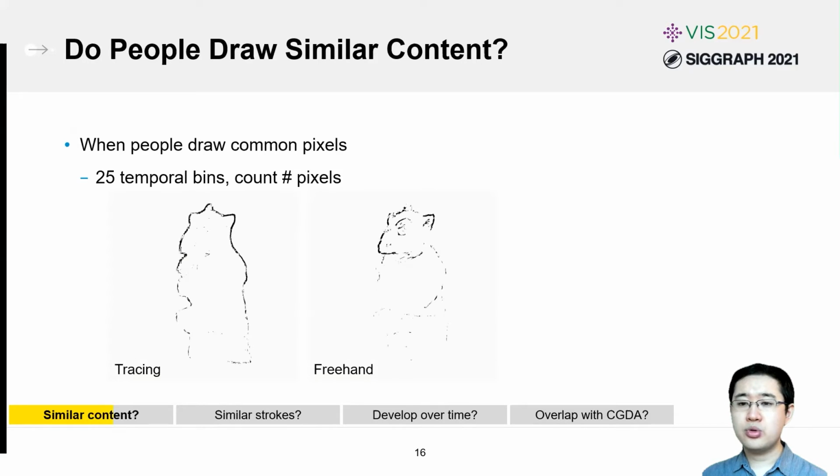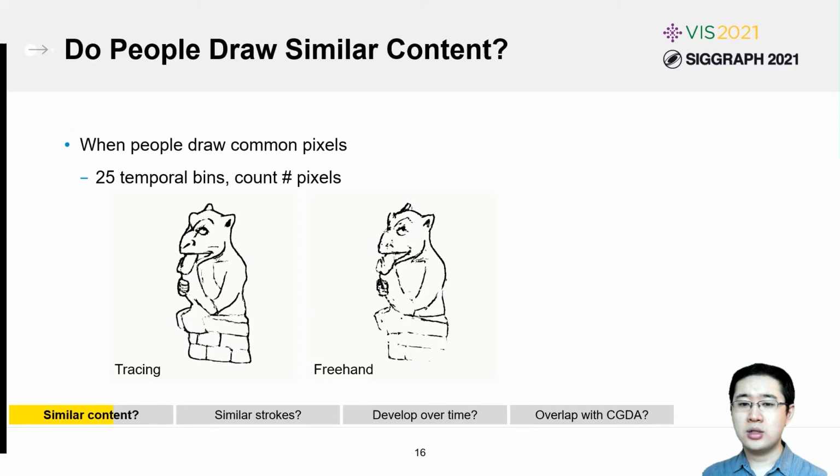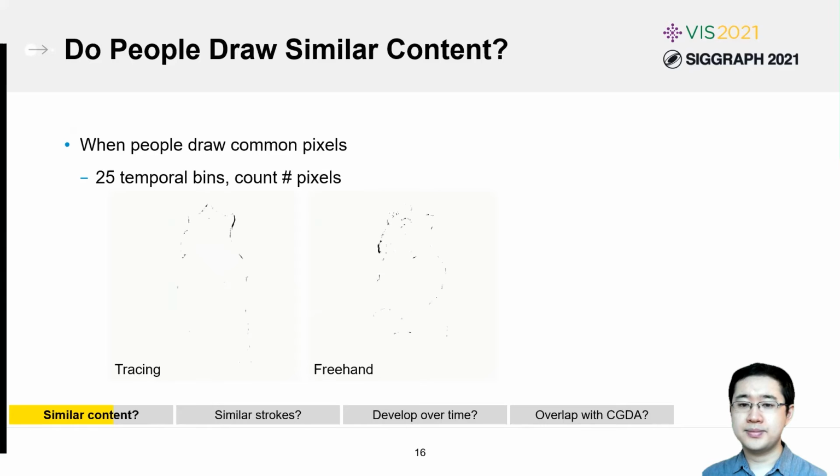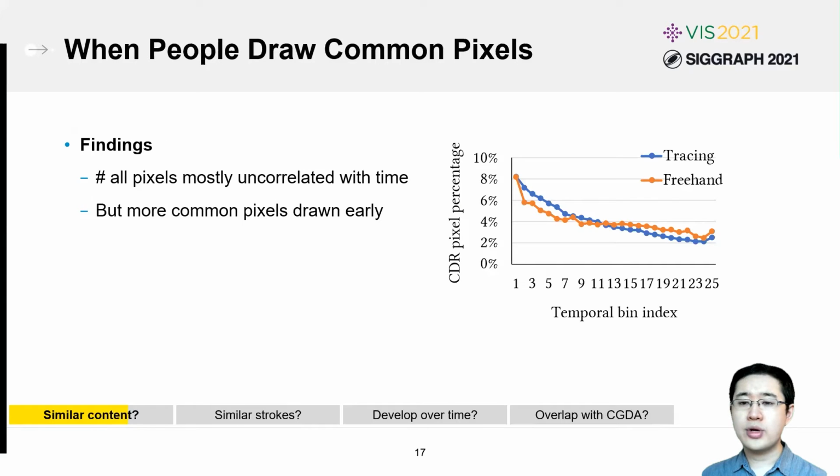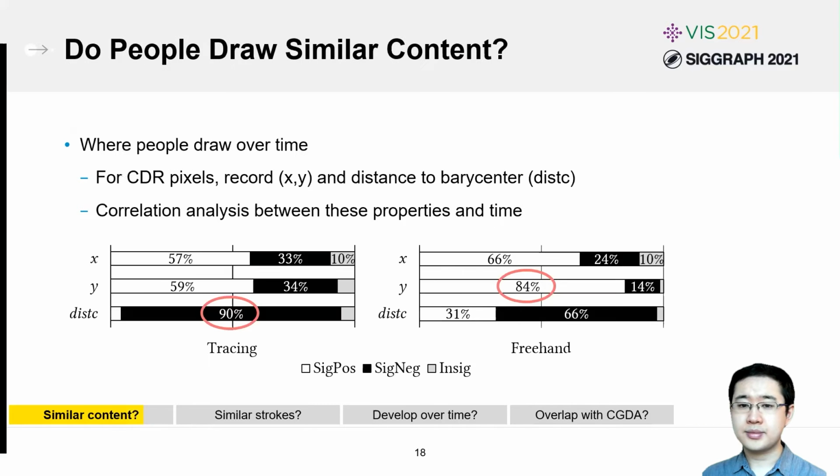To understand when people draw these common pixels, we divided the temporal span into 25 bins and counted the number of CDR pixels as well as pixels drawn within each temporal bin. We found that in both tracing and freehand, the number of all pixels drawn is mostly uncorrelated with time. However, people tended to draw more common pixels early, and this tendency is stronger in tracing.